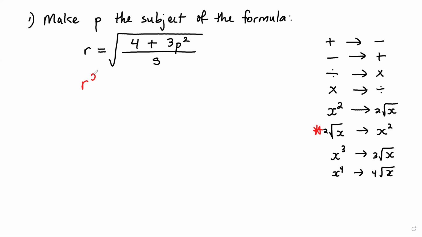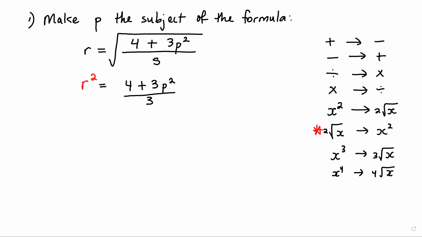So this will end up being r squared is equal to 4 plus 3p squared, all divided by 3, right? So when you square a square root, you get rid of it. So I've squared it, and now I have r squared, and you have to do the same thing on both sides. So this will be r squared is equal to 4 plus 3p squared, all divided by 3.